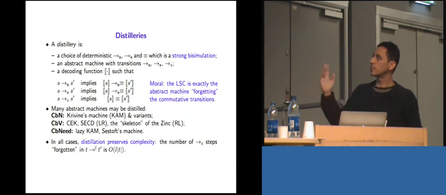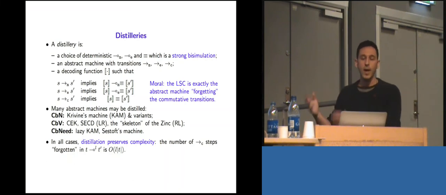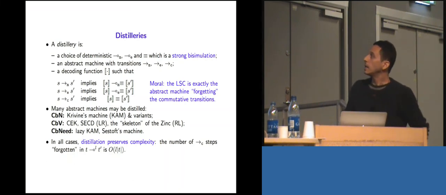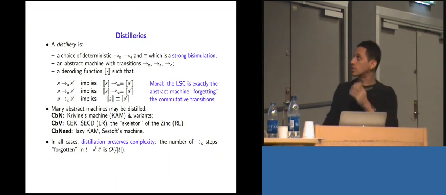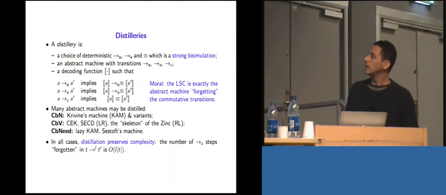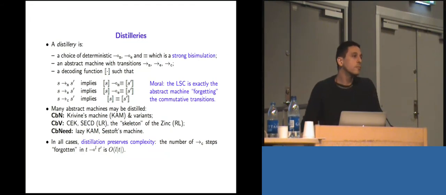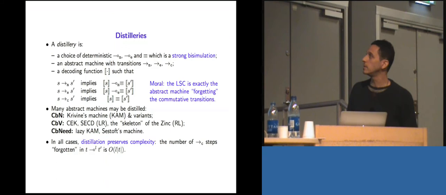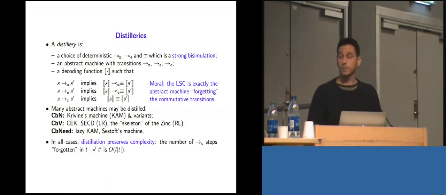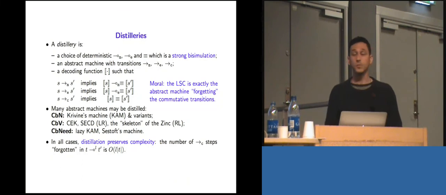So for call by name you can do this with the Krivine machine and with variants of it. This is all in the paper, and with the CEK and the SECD for left-to-right call by value, and then with a very simplified version of the ZINC machine, so essentially just the right-to-left skeleton of call by value. The ZINC itself has many optimizations, things that we do not cover. And for call by need, you have a couple of well-known machines, like the lazy Krivine machine and a machine introduced by Sestoft. They can all be distilled in this way.